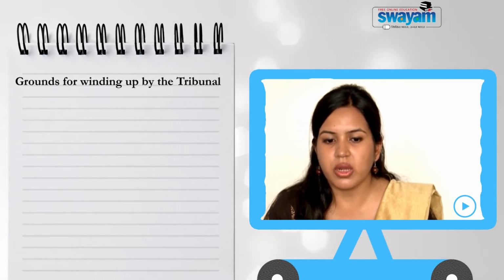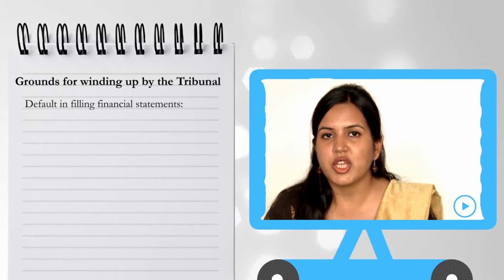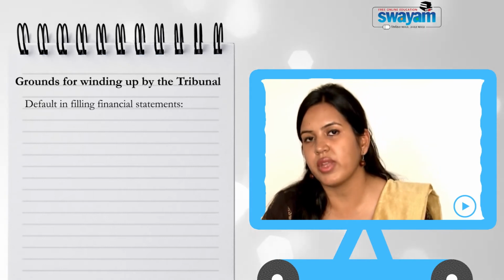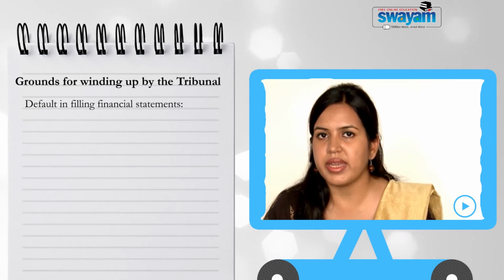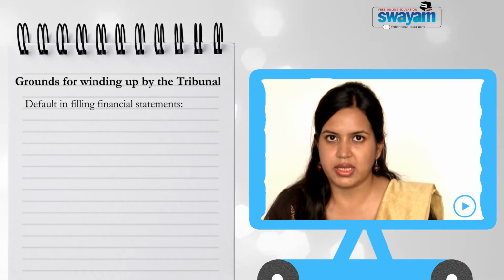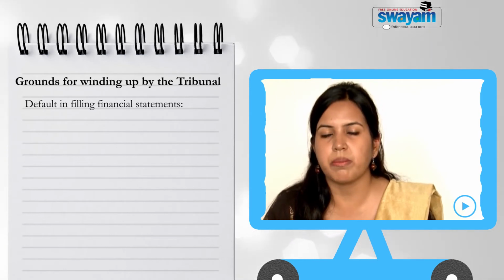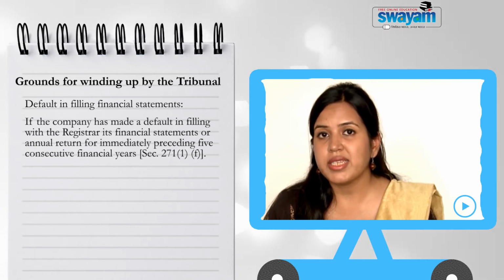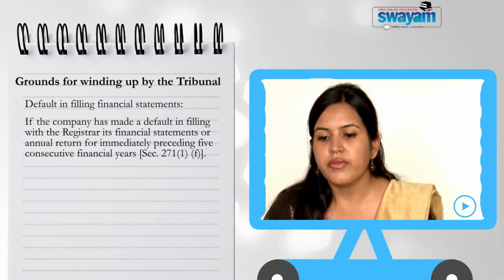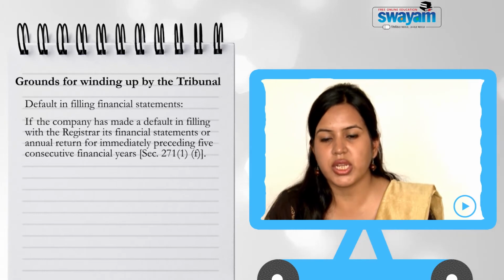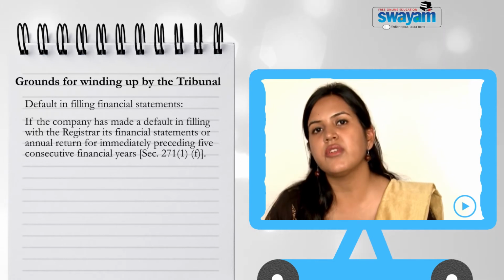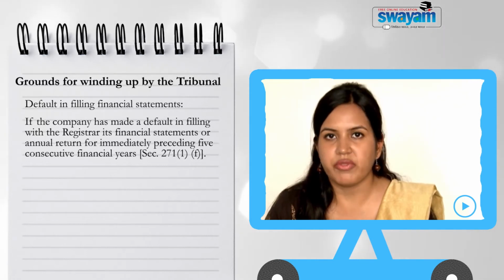Another major ground is default in filing financial statements. As we all know, the company has to file its financial statement with the registrar of the company. The registrar of the company is a very important person. In fact, it is the person who registers the companies in the list of companies register. So, if the company has made any default in filing with the registrar its financial statement or annual return for the immediately preceding 5 consecutive financial years, then in such a case the registrar may file a petition in the company law tribunal for the winding up of the company.